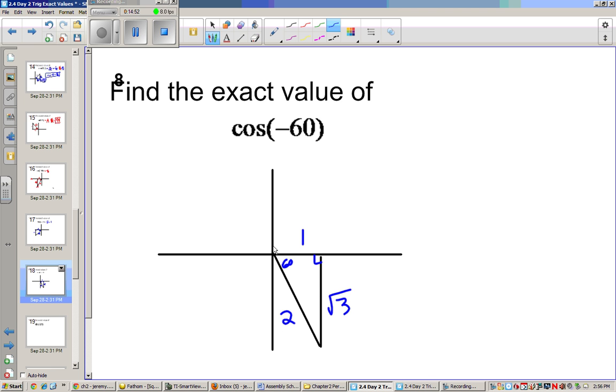And now let's check for negatives. This moves to the right, this moves down. So that's going to be negative root 3. But that's not going to affect us with cosine because cosine is adjacent over hypotenuse. So that's going to be 1 over 2.